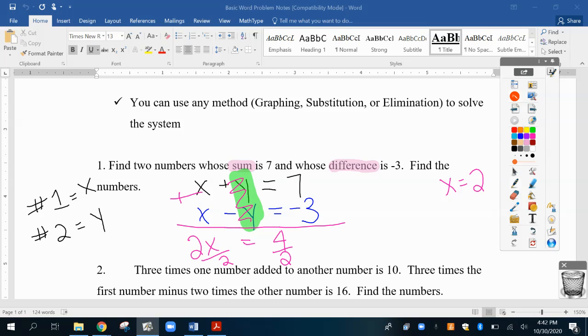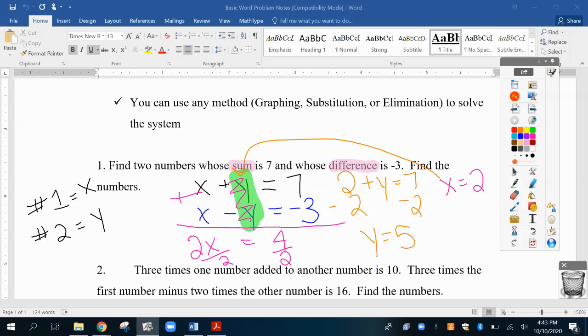I'm going to plug it back into the top one just because it didn't have any negatives. So x is now 2, so I'll say 2 plus y equals 7. So we will say y equals 5. Now, in the past, we've always sort of wrapped this up by saying, okay, this gives me an ordered pair: 2, 5.